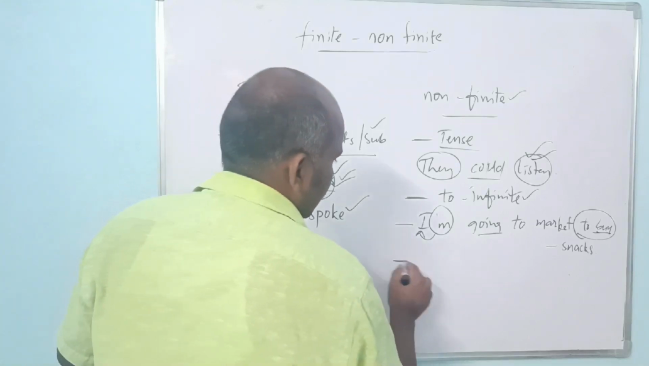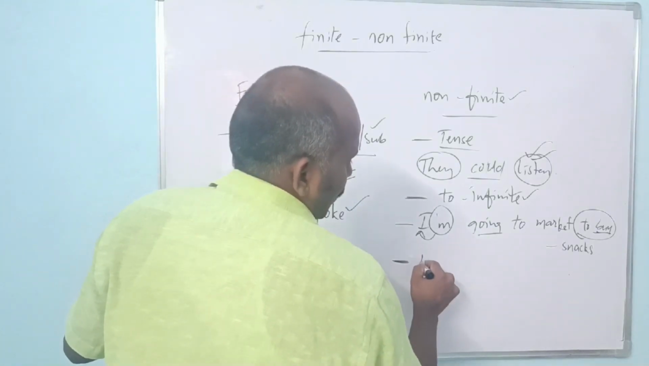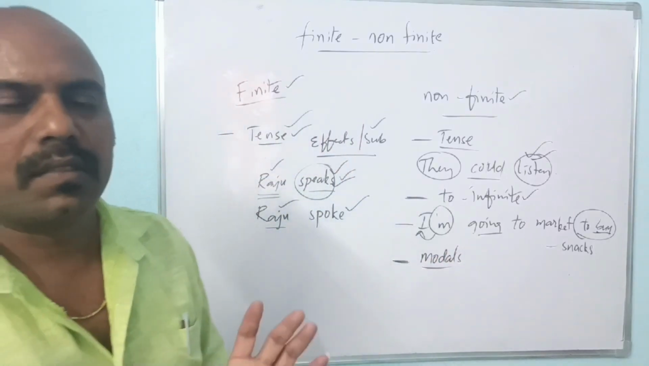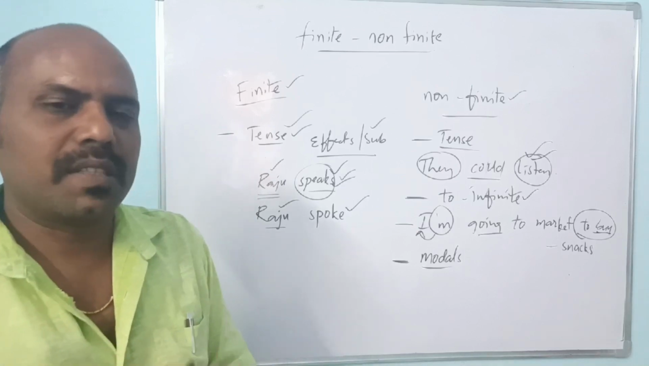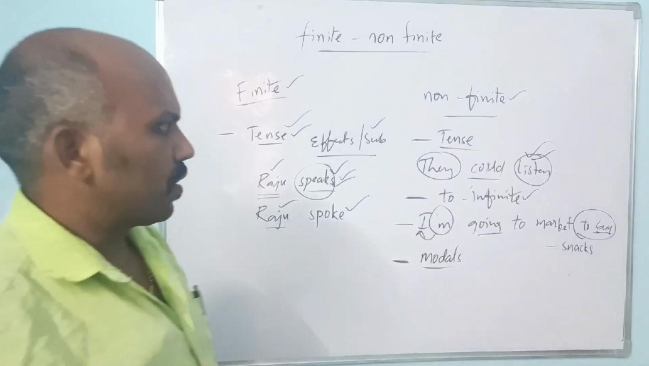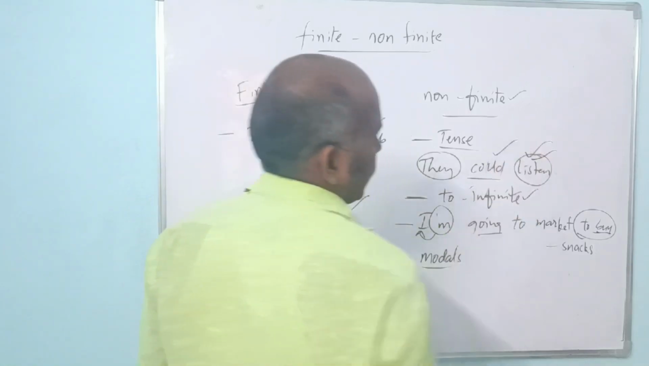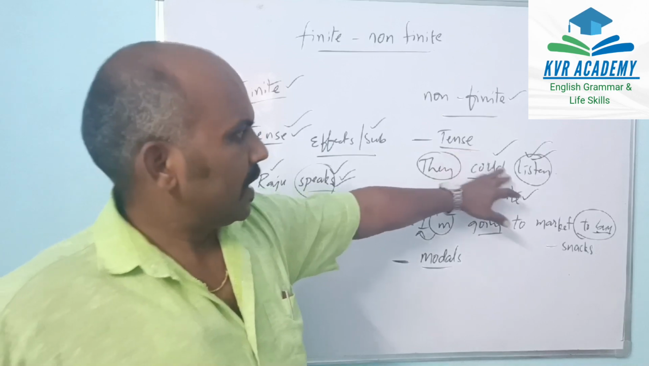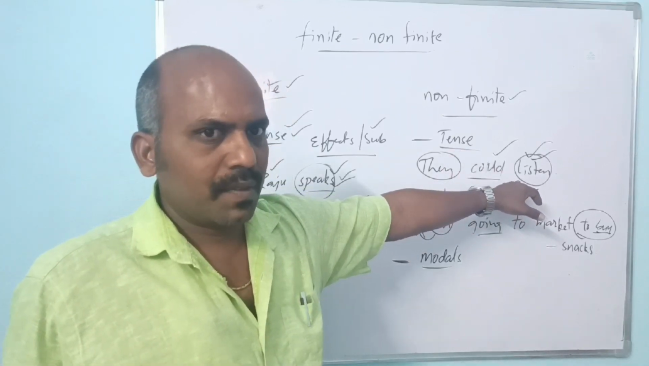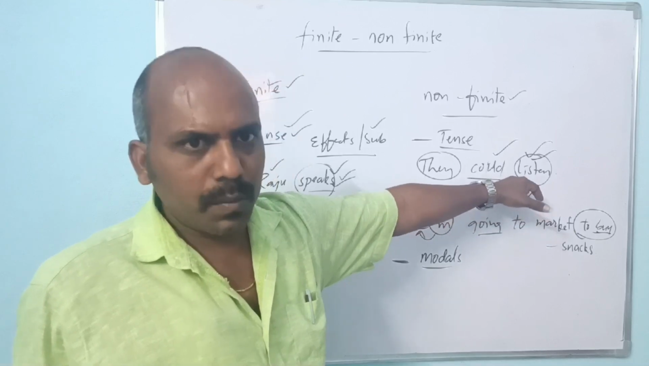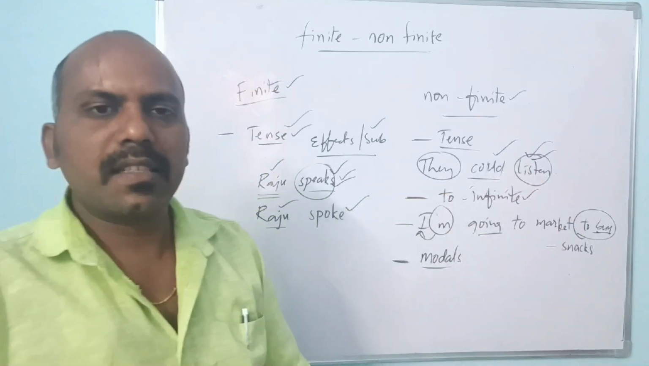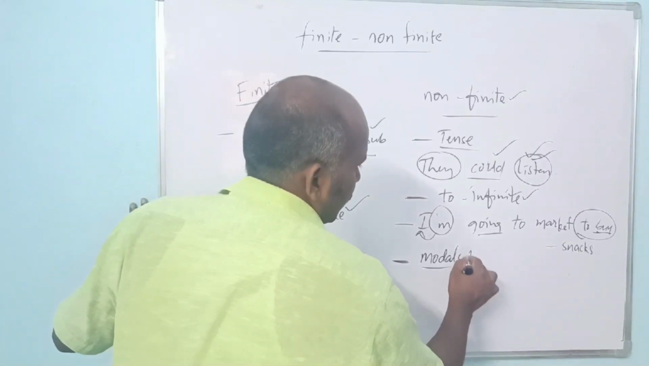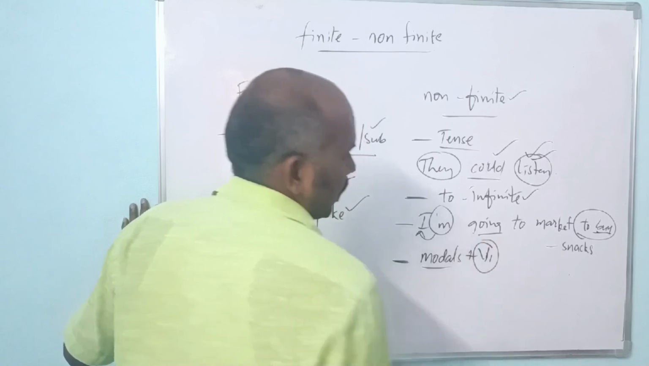And one more is after modals. In English we have modals: shall, should, will, would, can, could, may, might, must, used to. These are all called modals. After modals, I have given one example: they could listen. Whatever subject I use, listen must come as it is. So whatever verb comes after modals is also non-finite. The next term is modals plus v1, and it is non-finite.